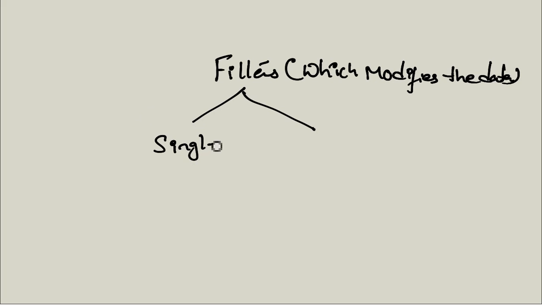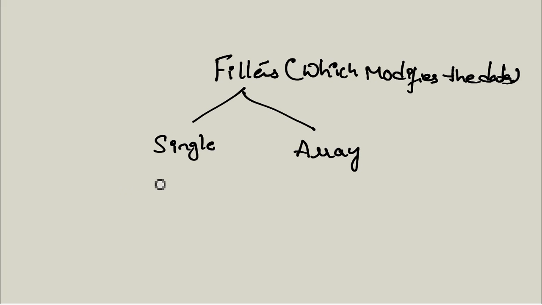Hi. So today we will discuss AngularJS filters. These filters actually modify the data. So a filter just modifies the data. These filters can be classified into two types: a filter which is applied on a single object and a filter which is applied on an array.